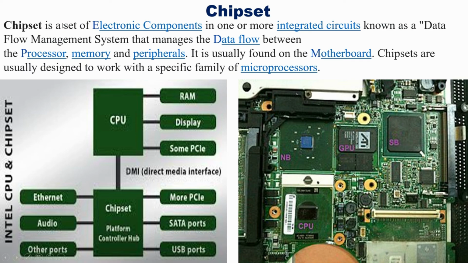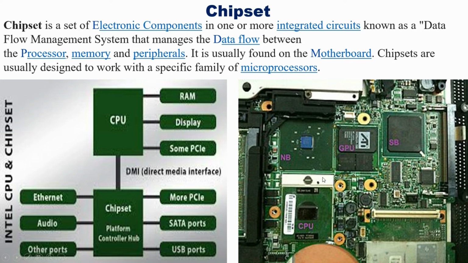The second one is the chipset. A chipset is a set of electronic components in one or more integrated circuits, known as a data flow management system, that manages the data flow between the processor, memory, and peripherals. It is usually found on the motherboard. Chipsets are usually designed to work with a specific family of microprocessors.